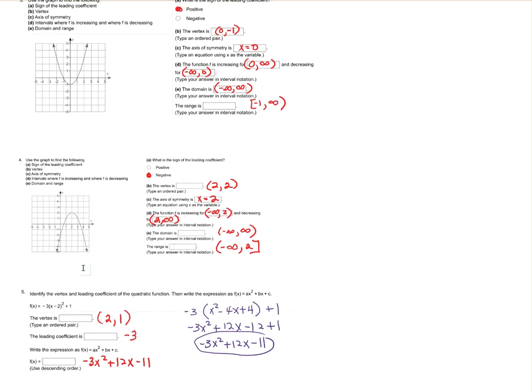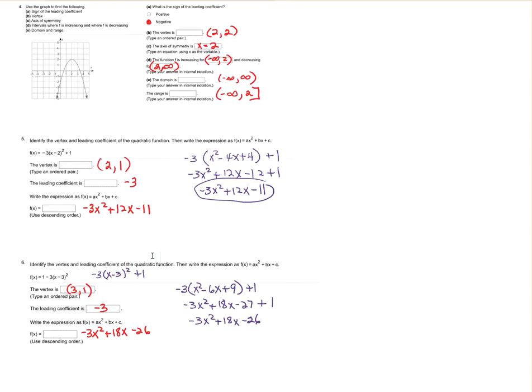Number 4, we're doing the same things. Because this one is upside down, we know the sign of the leading coefficient is negative. The vertex is here at 2, 2. The axis of symmetry goes through that at x equals 2. It's increasing from negative infinity to 2. It's decreasing from 2 to positive infinity, so sorry. And then the domain again is all reals. The range is from negative infinity up to 2.